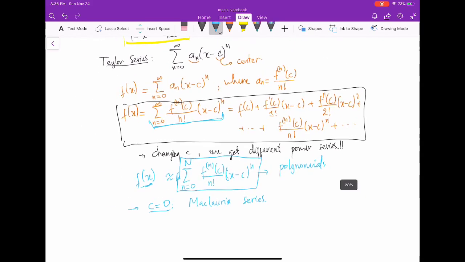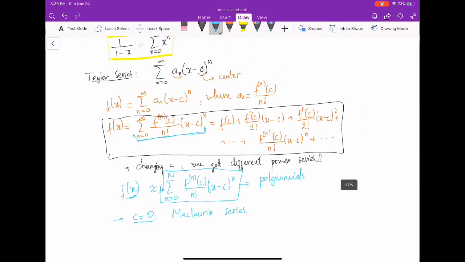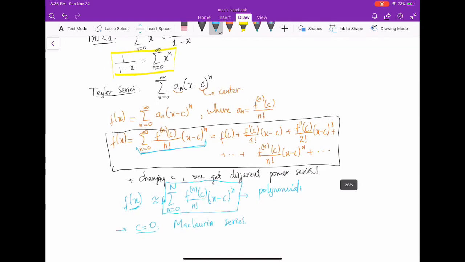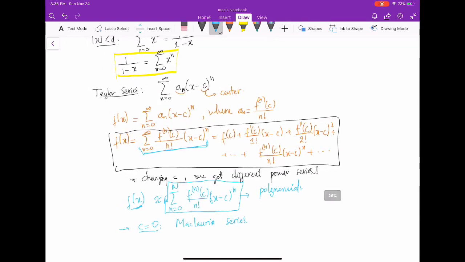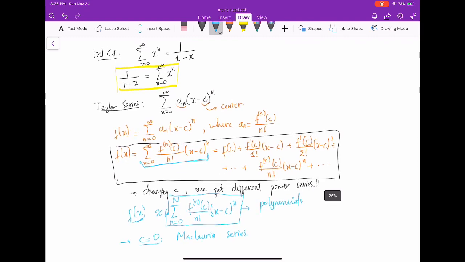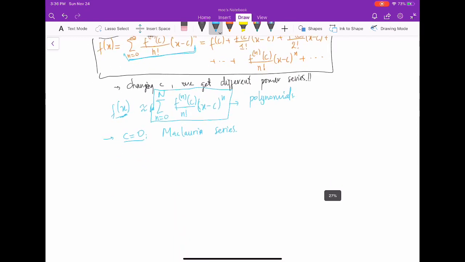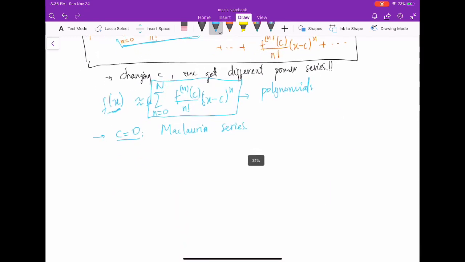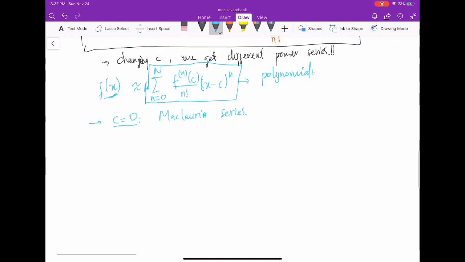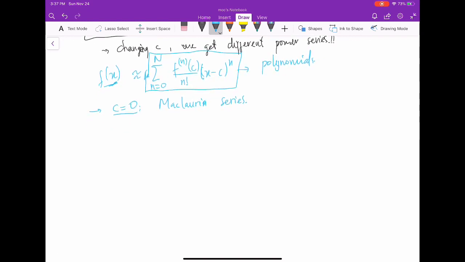Okay, so this is the general theory about Taylor series and power series. Let me remind you of the most important problem in this topic, and then we finish the review, okay? So the most important problem here is to find the interval of convergence.